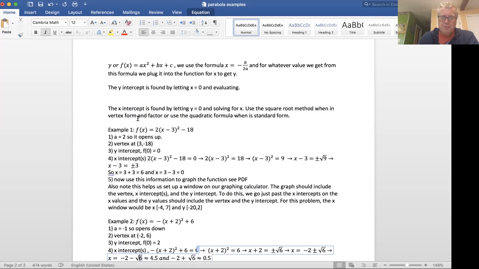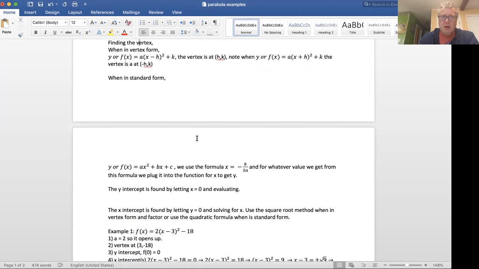Okay, so now, when the function is in this form, f of x equals 2 times the quantity x minus 3 squared minus 18, we have a function that's in vertex form. A is 2, so it opens up. That means our vertex is a minimum. The vertex is at (3, -18). How did I know that? Because I went back up here to that h, k business. It's in this x minus h quantity squared form. So that means (3, -18) is our vertex.